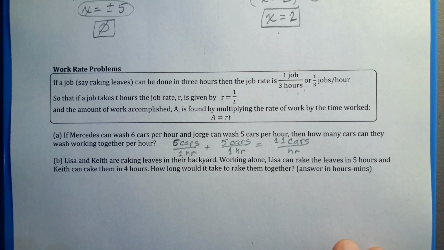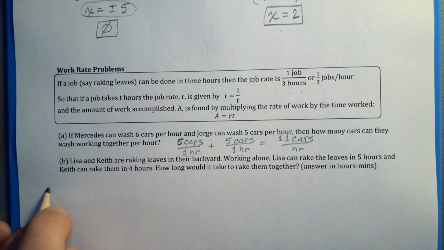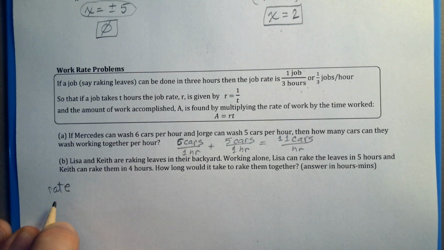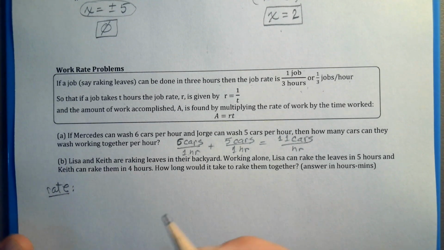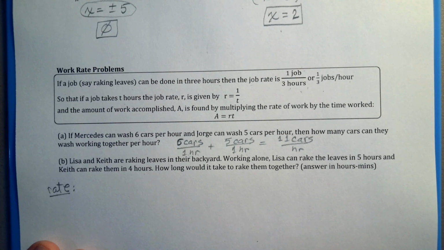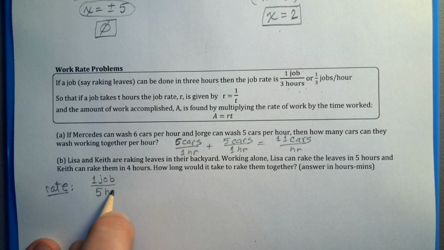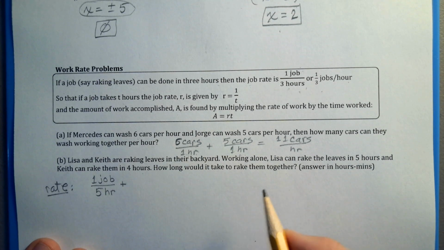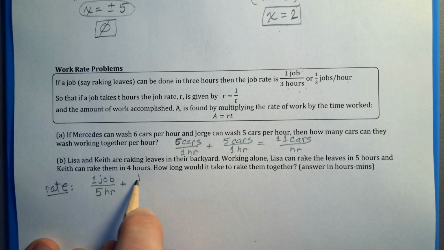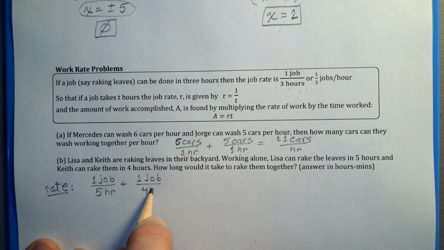Let's make a rate. So let's look at the rate together. Well, individually, and then we'll add them up. So let's see, Lisa rakes leaves in 5 hours. So she can do one job, which is raking the backyard, in 5 hours. So again, we're doing this as a rate. And then Keith can rake them in 4 hours. So he can do that one job, raking the backyard, in 4 hours.